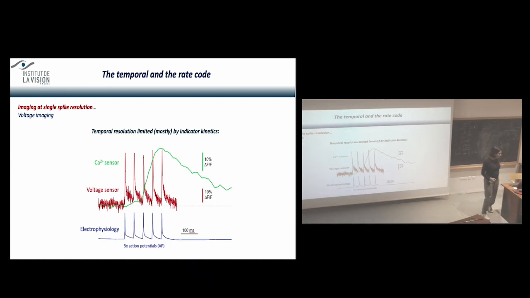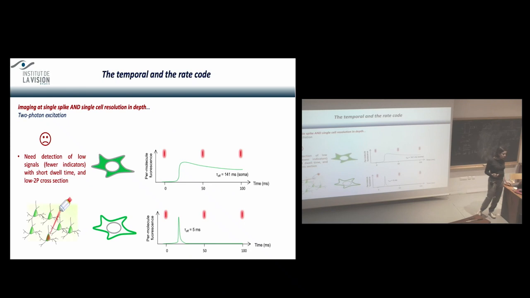So can we do multi-target two-photon voltage imaging? Because again, we want to look at the spiking activity in scattering tissue from multiple targets. And then the problem is the following with respect to calcium imaging.